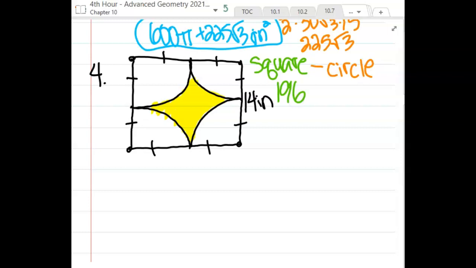Then I need to find the area of the circle. Because remember, it's like one circle, but broken up into 4 parts. So if I just look at one of these, to find the area of the circle, I need pi r squared. What's the radius? 7. Right? Because all the way across is 14. Halfway across would be 7. So pi r squared would be pi times 7 squared, which would be 49 pi. Subtract those and throw your units at the end.